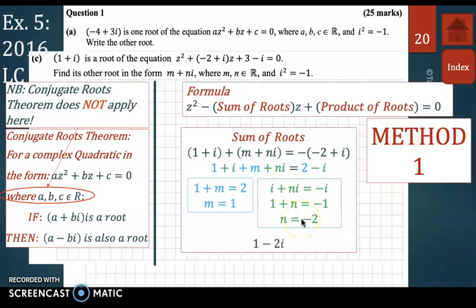So there you have your other root, 1 minus 2i and 1 plus i. So that's probably the simplest way to do it. Now, some of you are probably thinking, why didn't I use the product of the roots? And sometimes you will have to use this. Sometimes it won't work out as simple as that.